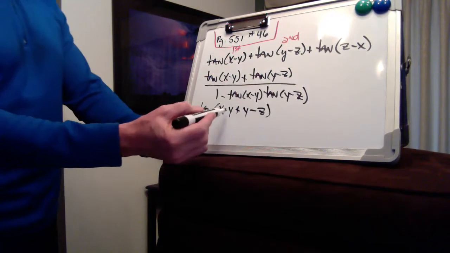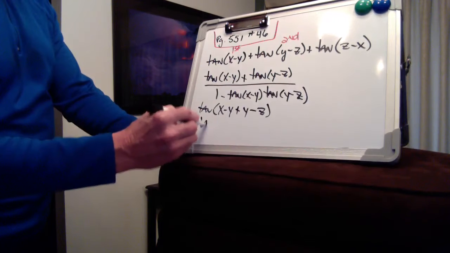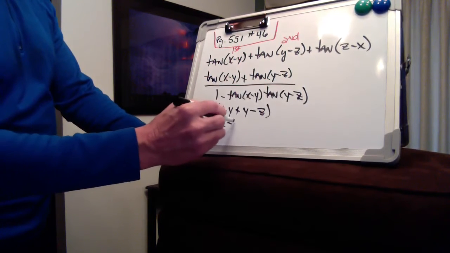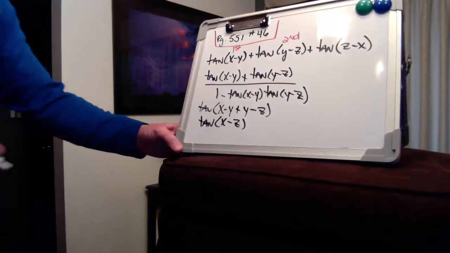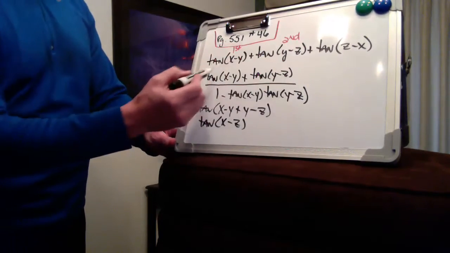And then I can simplify it. These will obviously cancel out. So I will have the tangent of x minus z. Okay. Now these are the steps for just adding these two.